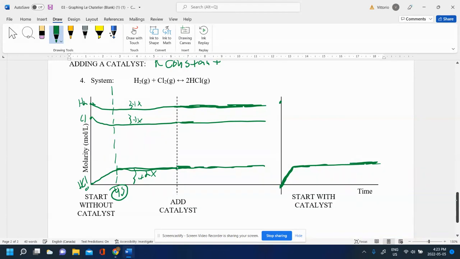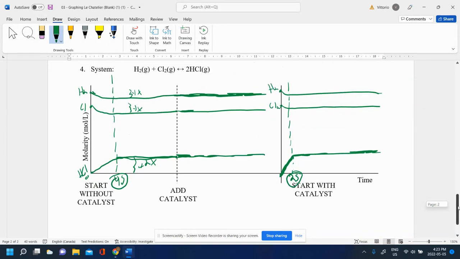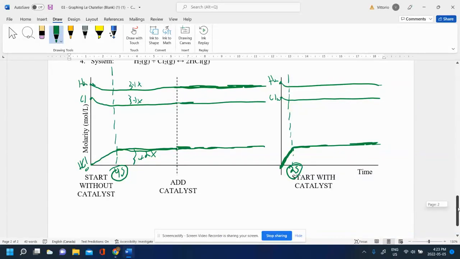For the hydrogen and the chlorine, it's kind of the same idea. So I flatlined around here, which is a little bit earlier, sooner. So about 2 seconds in. I'm just making those numbers up, but the point is I've reached equilibrium faster when I've added the catalyst at the beginning before equilibrium was reached. And then once equilibrium is reached, if I put another catalyst in, it won't change or shift anything overall.